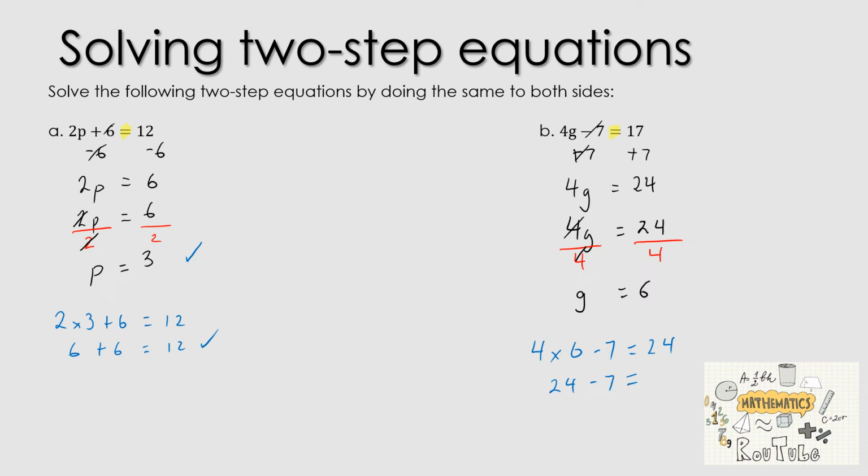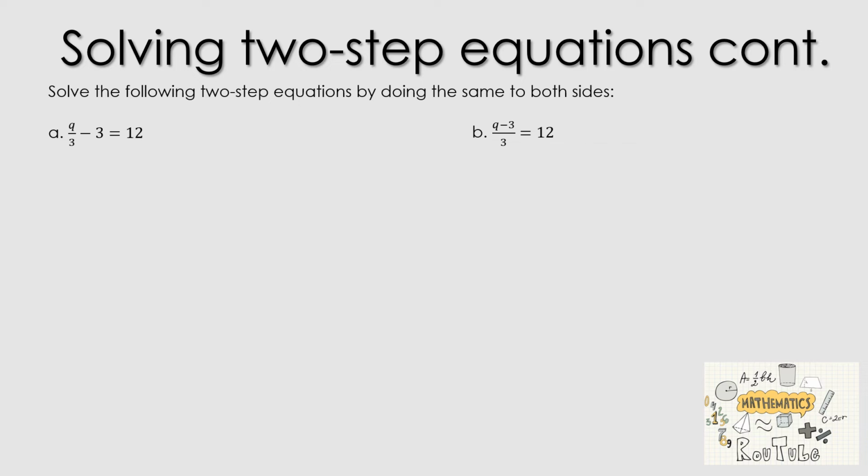equals, and now I've written 24, but this should be 17, not 24. So 24 minus 7 does equal 17. So we've substituted correctly and we've solved correctly. So that's a good way. That blue part down the bottom is just a good way to double check and make sure that you have solved correctly.